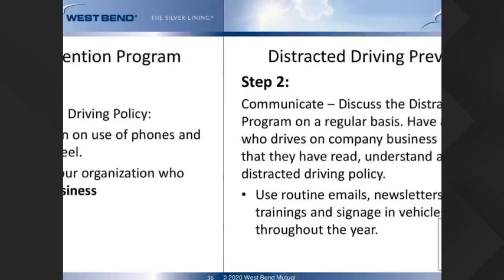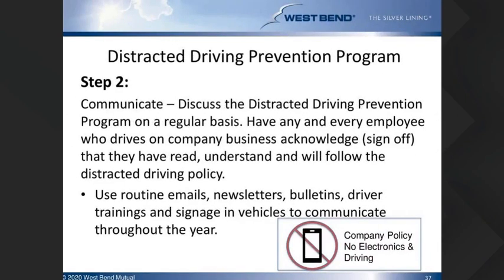Step 2 is to communicate this policy. Within the program, we want to discuss the distracted driving prevention program on a regular basis. It should never be a one and done. This is a high risk exposure. We want to make sure we're continually keeping this in front of anyone who would operate a vehicle for company business. Have any and every employee who drives on company business acknowledge and sign off on a policy stating your expectations of them while they operate a vehicle for company business.